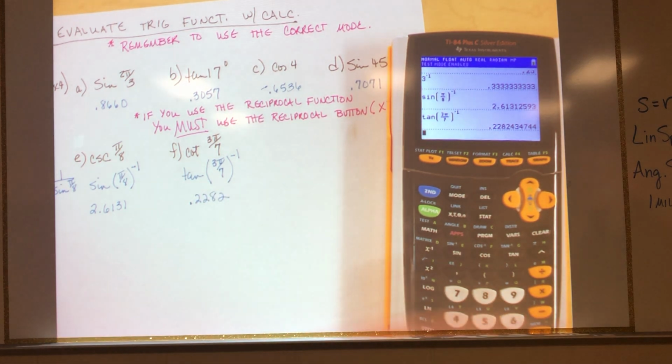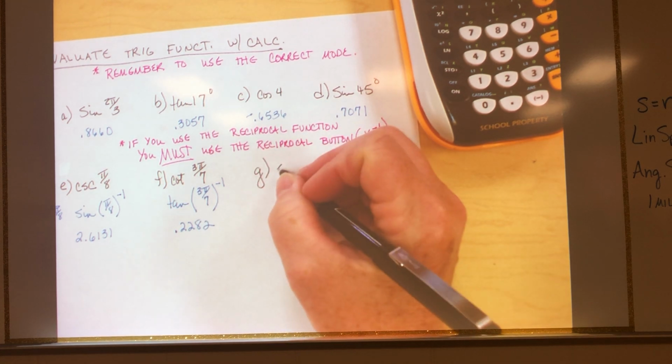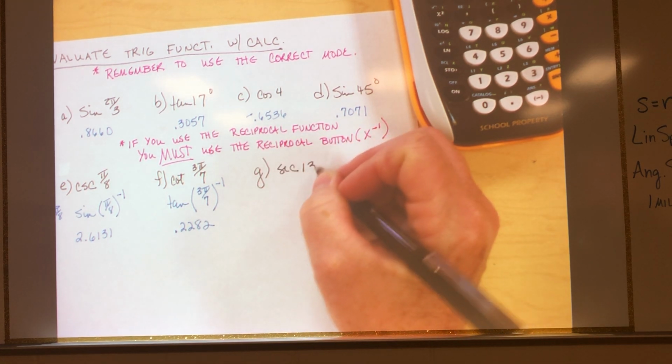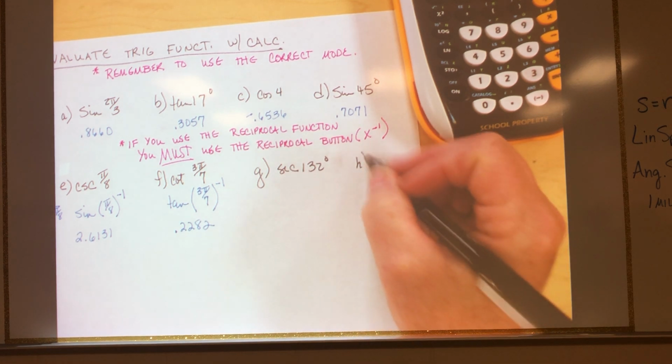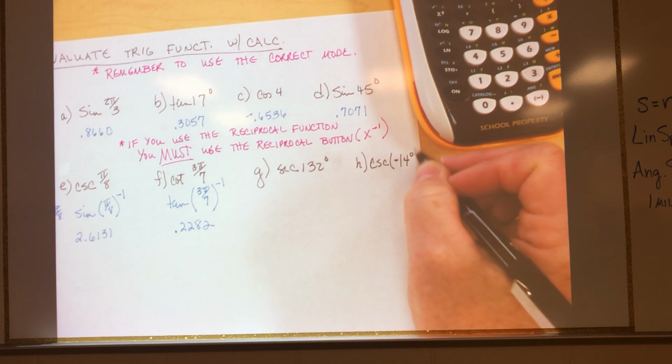All right, so let's try the next one. Can I just write the next two down and you do them? Yeah. Okay. That's 132, right? Yes?